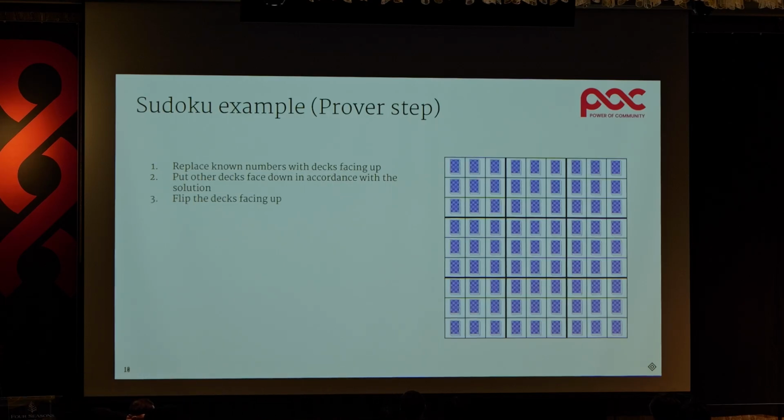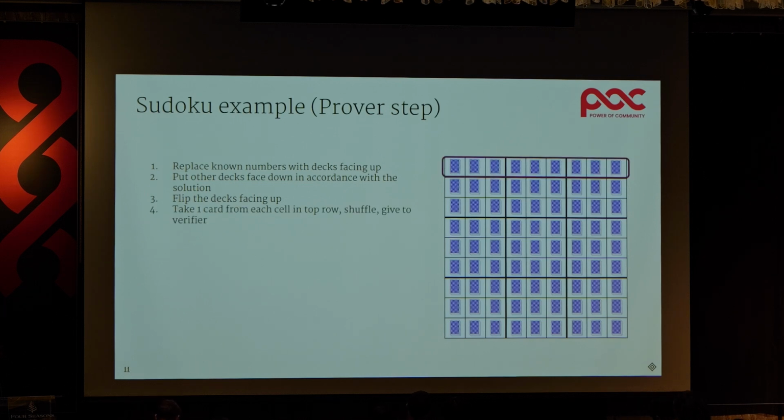Then the prover turns the previously face-up cards face down so that everything is now hidden. So we have a full field that is hidden, but we know that the cards on the specific spots that were defined initially stayed the same as in the initial setup.